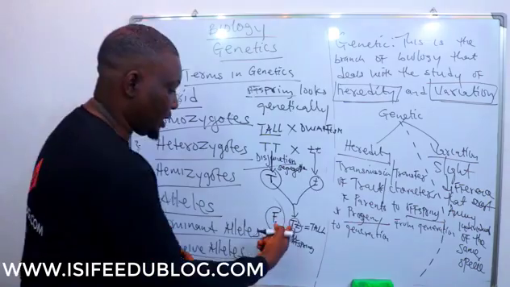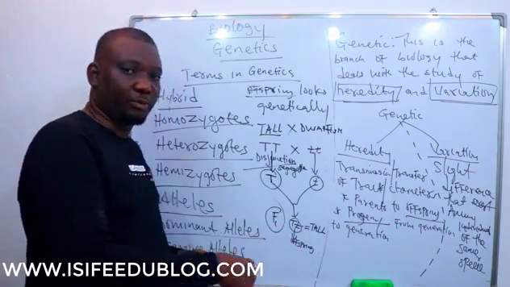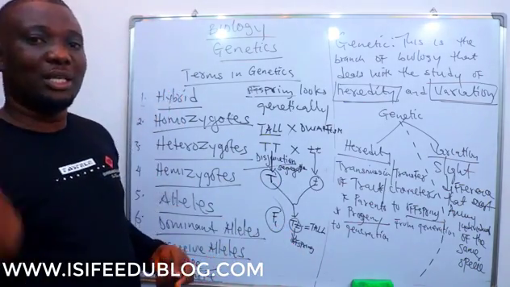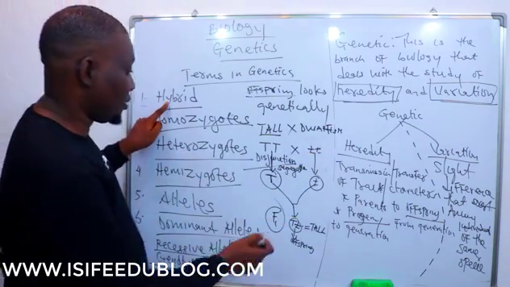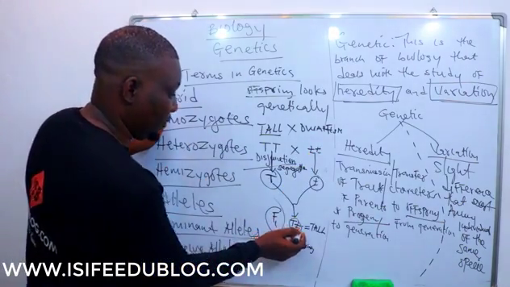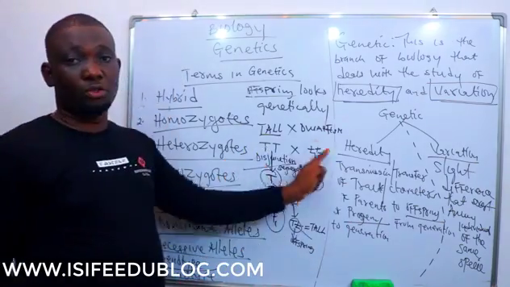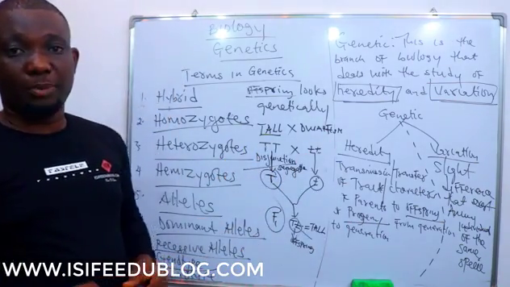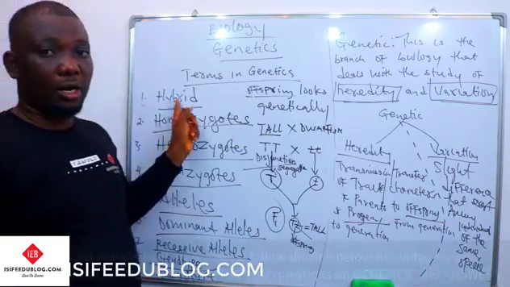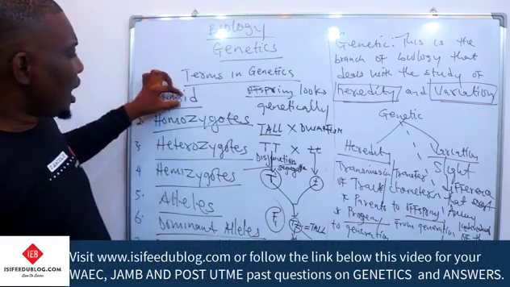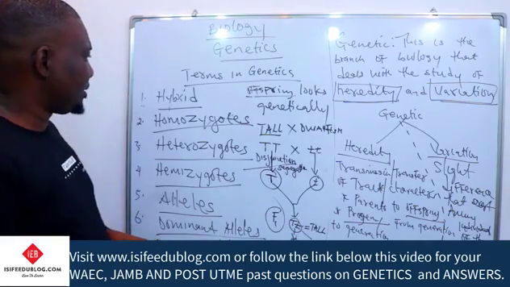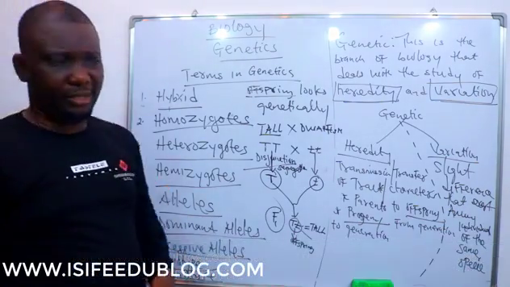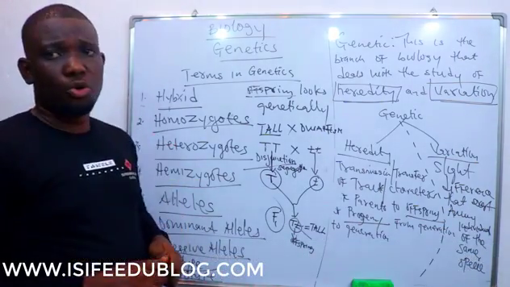So any offspring whose genotype is different, or whose gene makeup is different from both parents, is said to be hybrid. Therefore, I can call this particular individual here a hybrid of these two parents. That's what hybrid is all about. Okay, now, having known this, we can look at another term we often use in genetics, which is homozygote.